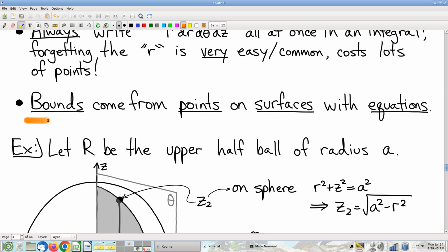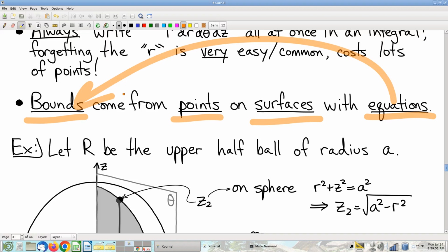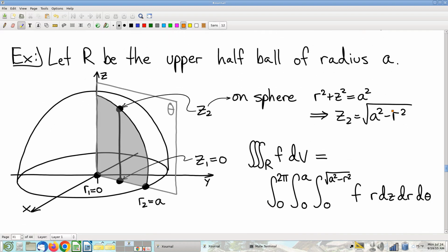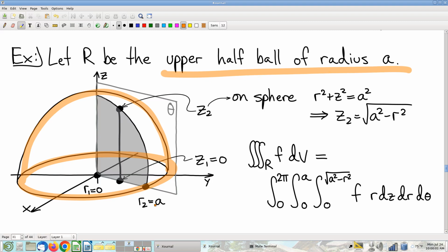And again, bounds identified by points. You can see what surfaces they're on. Write down those equations. Solve for your bounds. Example. Let's look at the upper half ball of radius a. There's going to be our domain. It's this solid half ball.